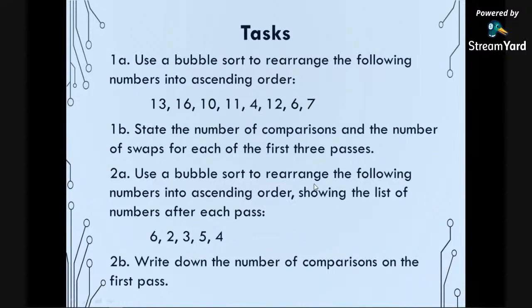2a uses bubble sort to rearrange the following numbers into ascending order, showing the list of numbers after each pass. So 6, 2, 3, 5, and 4. Okay, and then write down the number of comparisons on the first pass. So I only want to see each pass. I don't need to see the whole thing, but if you feel like you need to write out the whole thing, then you can do that too. So I would suggest opening a Word document, or a Paint or something like that, to be able to go through and have a go at these.